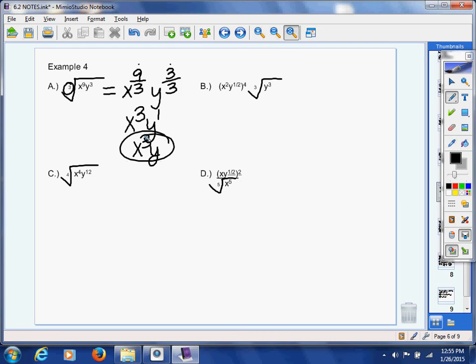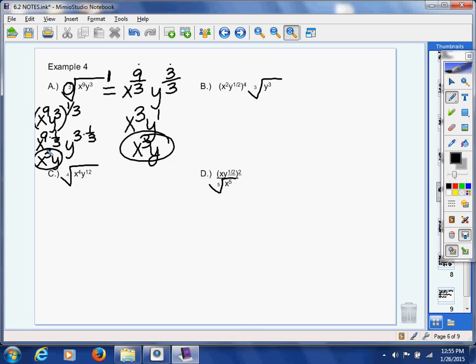Now, to use the power rule that I just taught you, power to a power, you could rewrite this as x to the ninth, y to the third, put that in parentheses, and raise it to the 1/3 power, because the understood exponent on the entire radical is 1. So you could write it this way and then do power to a power, where you do 9 times a third and then 3 times a third, and you'll get the same thing. Same exact answer.